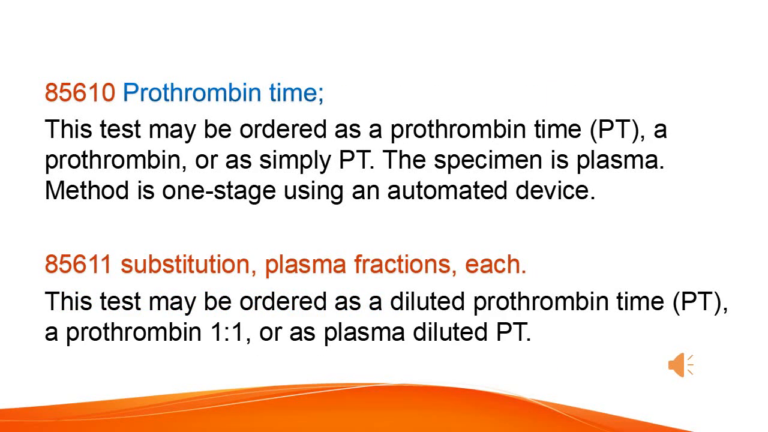Prothrombin time. This test may be ordered as a prothrombin time, PT, a prothrombin, or as simply PT. The specimen is plasma. Method is one stage using an automated device. Substitution, plasma fractions, each. This test may be ordered as a diluted prothrombin time, PT, a prothrombin 1:1, or as plasma diluted PT.